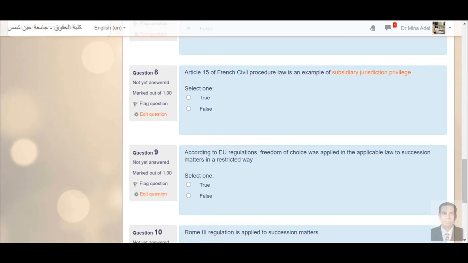Question 8. Article 15 of French Civil Procedure Law is an example of subsidiary jurisdiction privilege. And here is the trap. What is the trap? Read the question very carefully and slowly, and you need to be concentrated. Here we talk about Article 15. And remember, when we talked about Article 15 concerning subsidiary jurisdiction privilege.